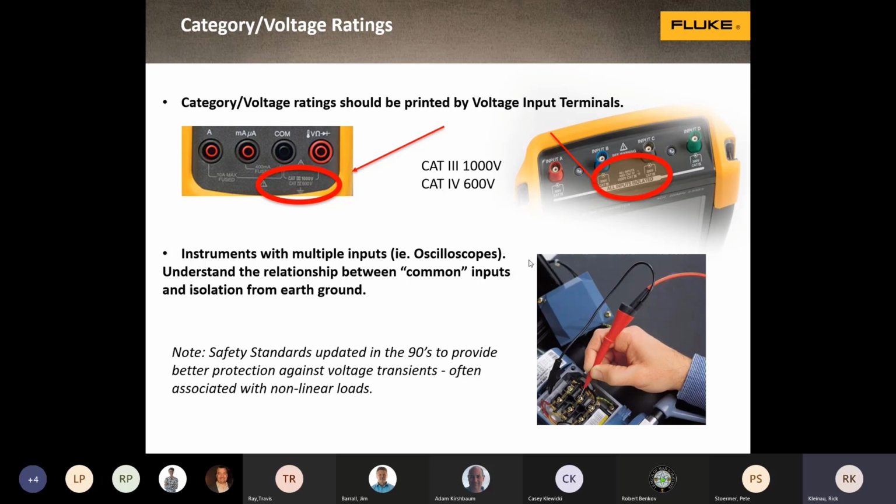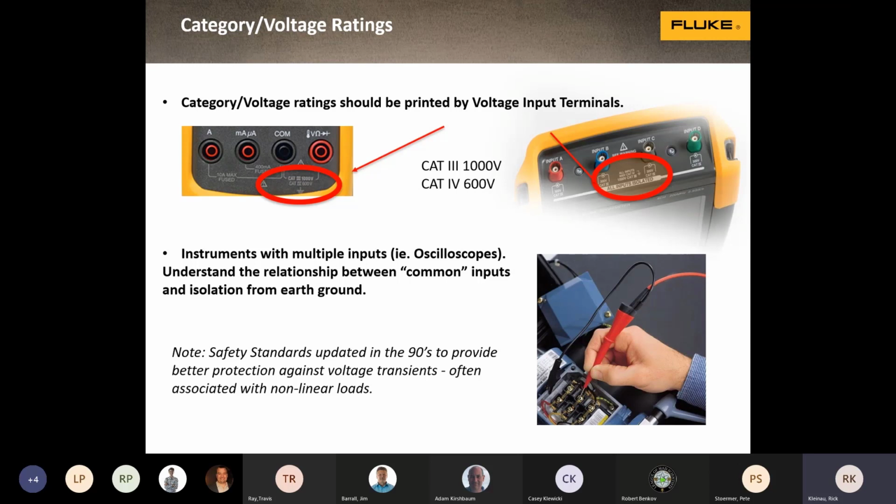But if you're not sure about the safety rating on your meter, it should be marked right by the terminal inputs where the voltage leads go. So Cat 3 1000 volts is what we'd like to see. Most of ours with that rating are also Cat 4 600. That's dual rated. Category 4, for the most part, is the utility side of a rate meter.